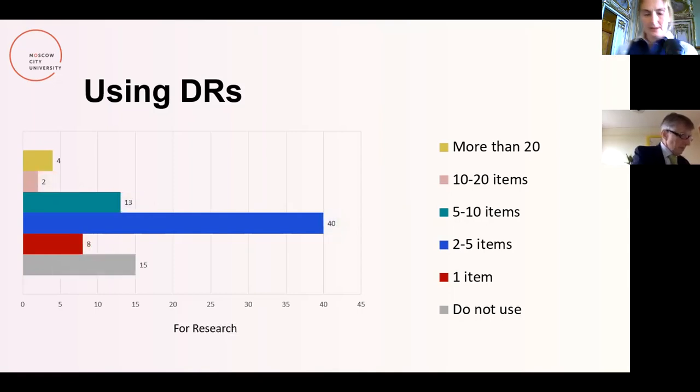And here you can see how digital resources are used by students for their research activity. Almost half of students, namely 48%, use from 2 to 5 items, and we have about 18% of students that do not use resources at all when they do some research. I don't know how they conduct it, but still it is like it is.